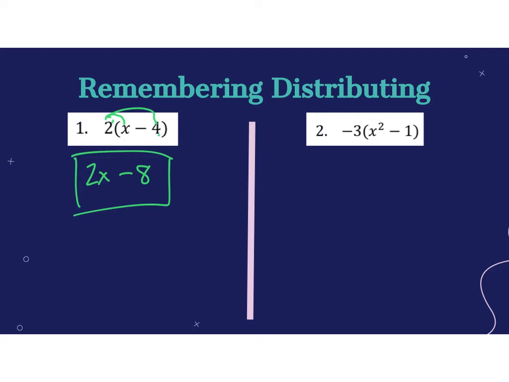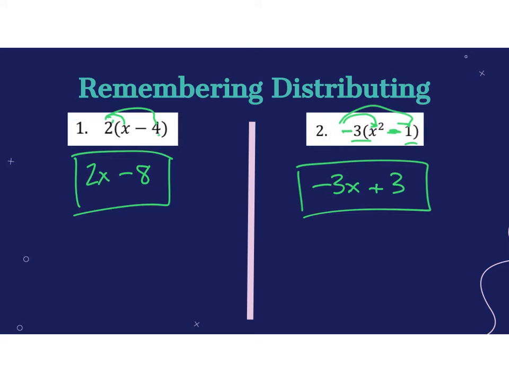In number 2, if I take that negative 3 and multiply it by the x squared and also the negative 1, I get negative 3x squared. Then I have a negative times a negative, which gives me positive, and then 3 times 1 is 3. So taking care of the distribution there gave me negative 3x squared plus 3. So distribution means multiplying, and we're going to be doing that today, but now we've got some extra variables involved in our multiplication.